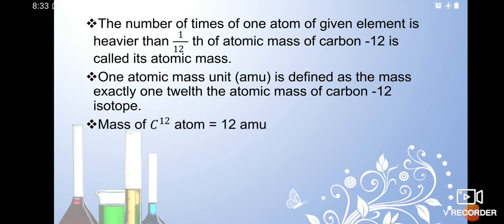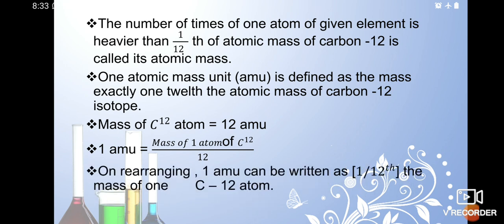Okay. So the mass of a C12 atom is 12 AMU. So 1 AMU is equal to the mass of one atom of C12. That is, the mass of one atom of C12 is 1.99 into 10 to the power minus 23 grams. And we divide that mass of an atom by 12 and we get 1.66 into 10 to the power minus 24 grams. So on rearranging, 1 AMU can be written as 1 by 12th the mass of one carbon 12 atom.